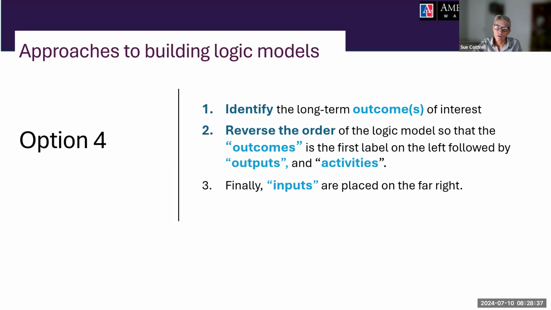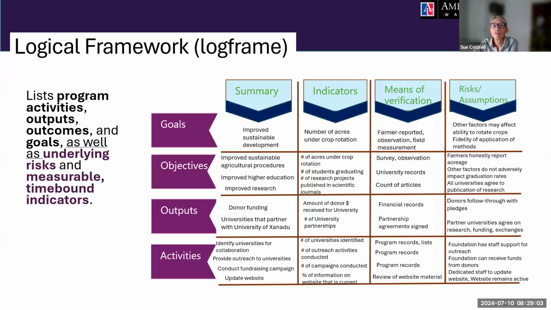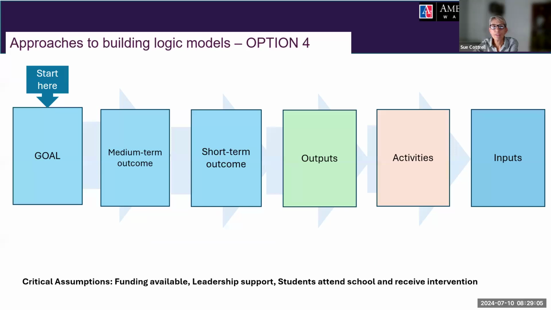The fourth approach is to identify your long-term outcome of interest. As I said, that's always the case. Then reverse the order of the logic model so that the outcomes are the first label to the left, followed by outputs and activities, and finally inputs at the far right. So what that looks like is you have your goal here, or your strategic objectives, and then you go to medium-term, short-term, outputs. Oh, I'm sorry: outputs, activities, and then inputs.